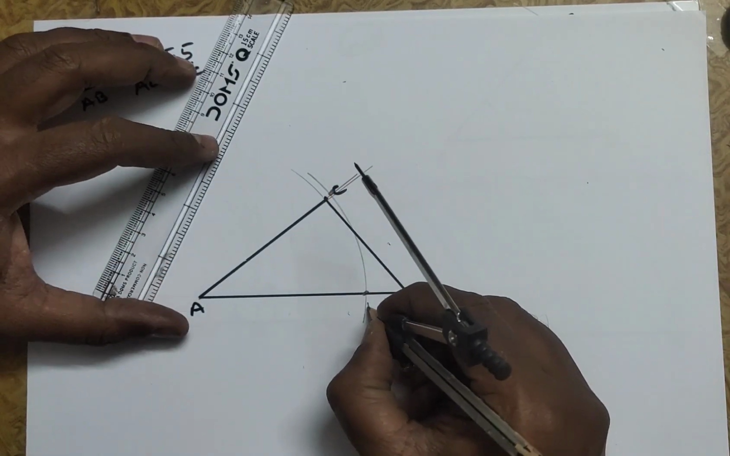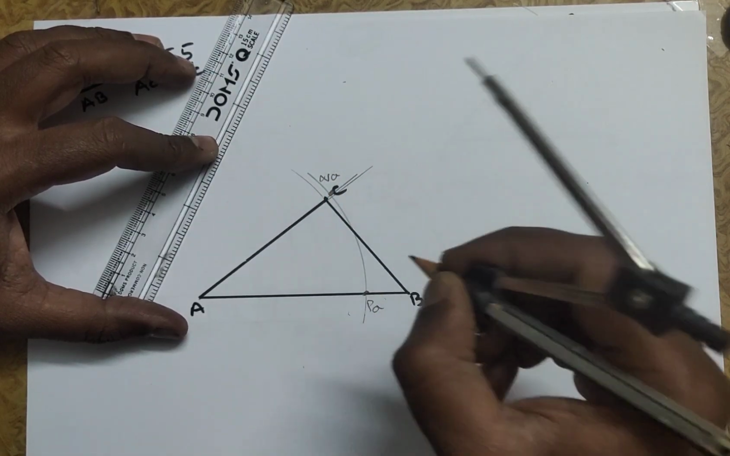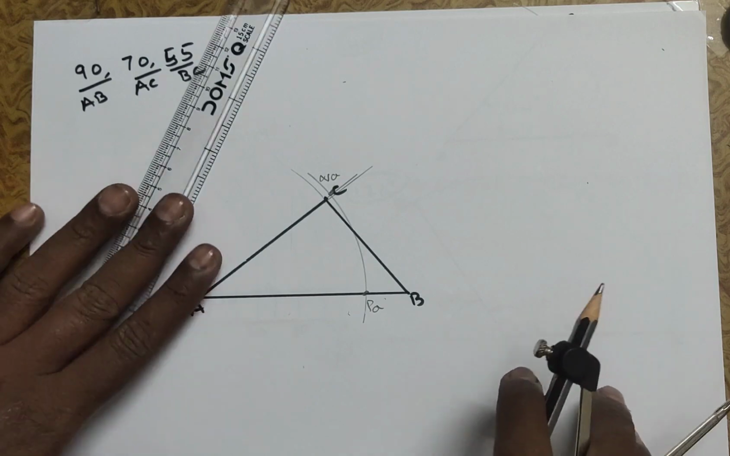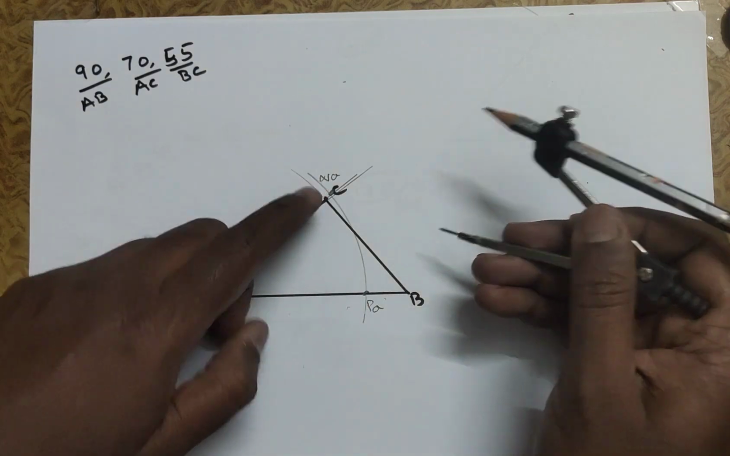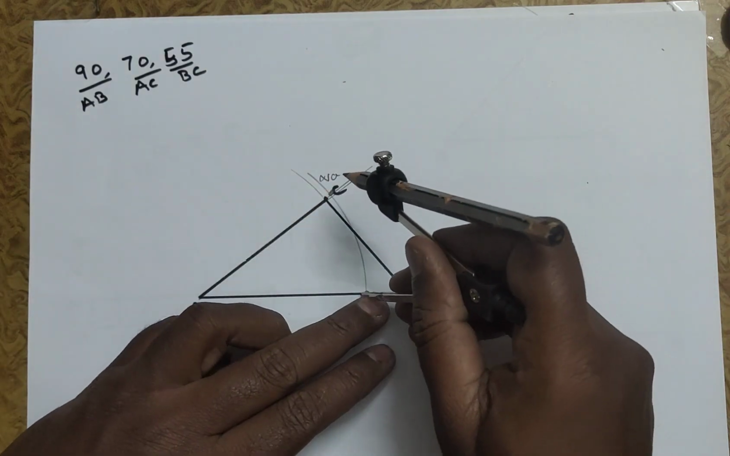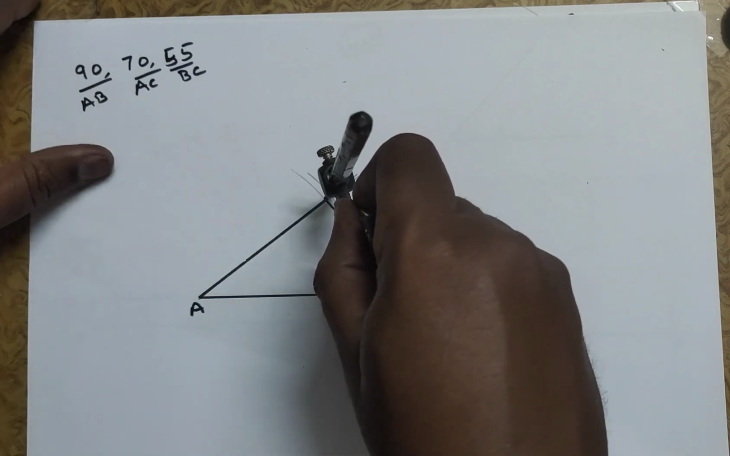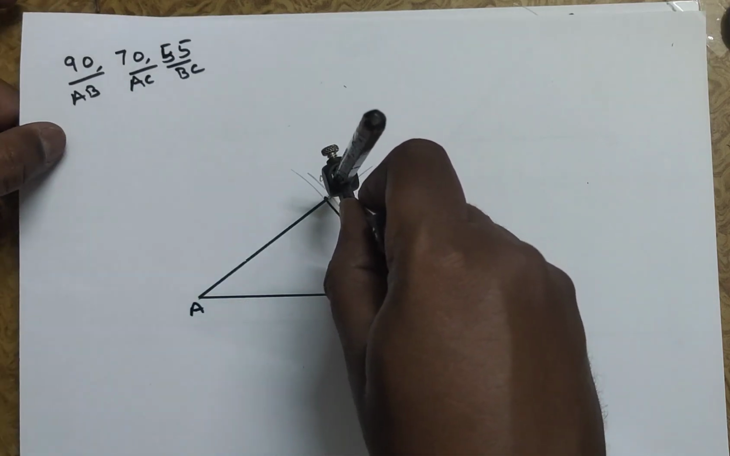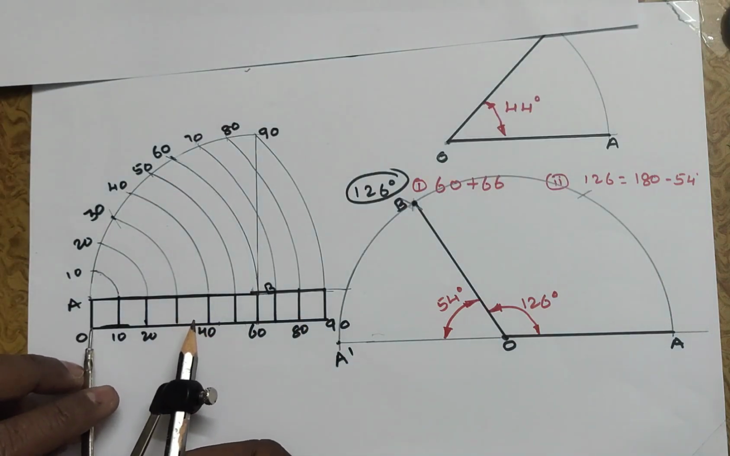Assume them as PA, QA, because these two are the reference points for angle A. Now after marking PA and QA, take PA QA as radius. Take this particular length as radius and measure it on the scale of chord.